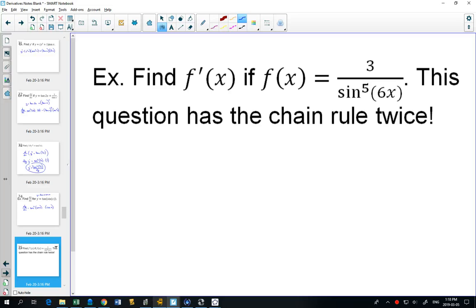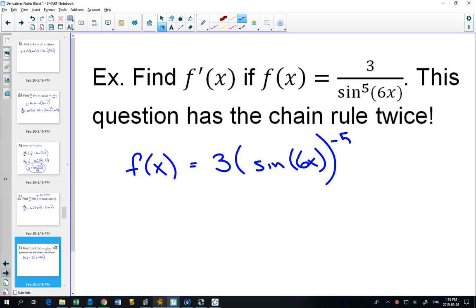Okay, here we could use the quotient rule, or we could bring that function up to the top. If I bring that function up to the top, I would have 3 bracket sine of 6x to the negative 5.